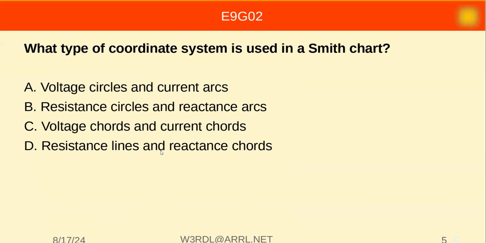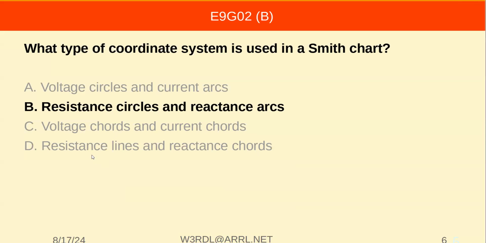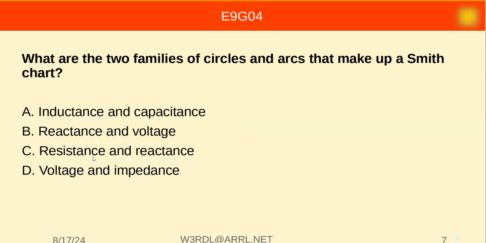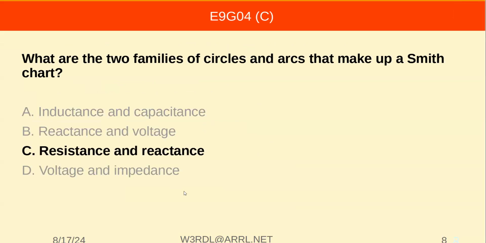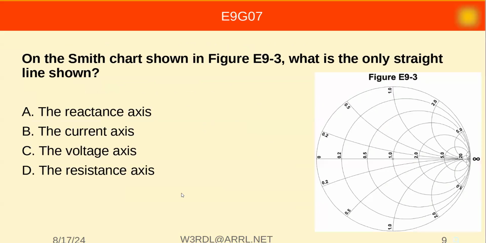So what type of coordinate system is used in a Smith chart? Bravo? All right. Circles and arcs. What are the two families of circles and arcs that make up a Smith chart? Charlie. On the Smith chart in 9.3, what is the only straight line?